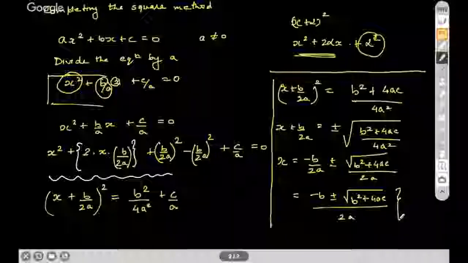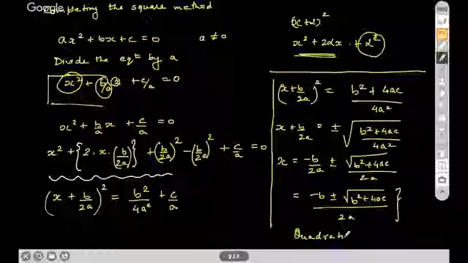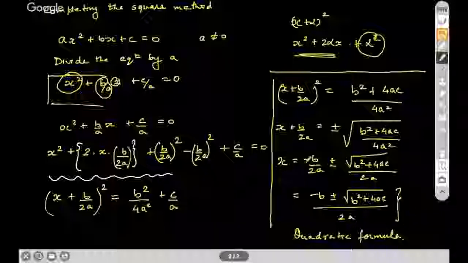If you see, this is nothing but the quadratic formula, where we now know that x I can directly find out by deploying all the values here in terms of a, b, and c, and you can directly find x.